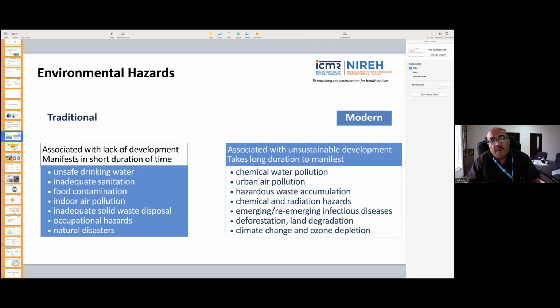And then with more and more development, and this development largely being unsustainable, a newer set of environmental hazards arises, such as chemical pollution, maybe in the environment, maybe in water, urban air pollution, hazardous waste accumulation, chemical hazards, radiation hazards, re-emerging infectious conditions, deforestation, land degradation, climate change. So all these are the newer set of modern environmental hazards with which the entire globe is struggling, and we are not left behind.